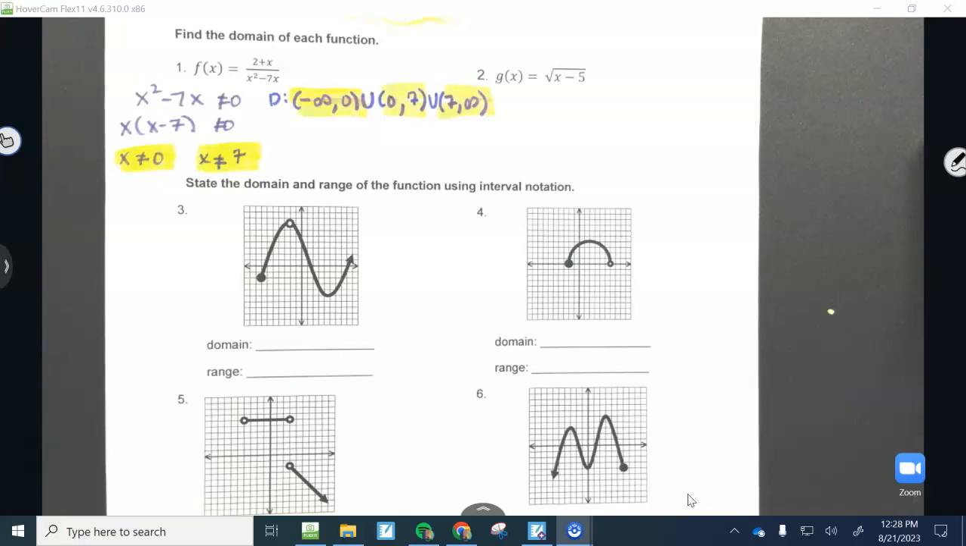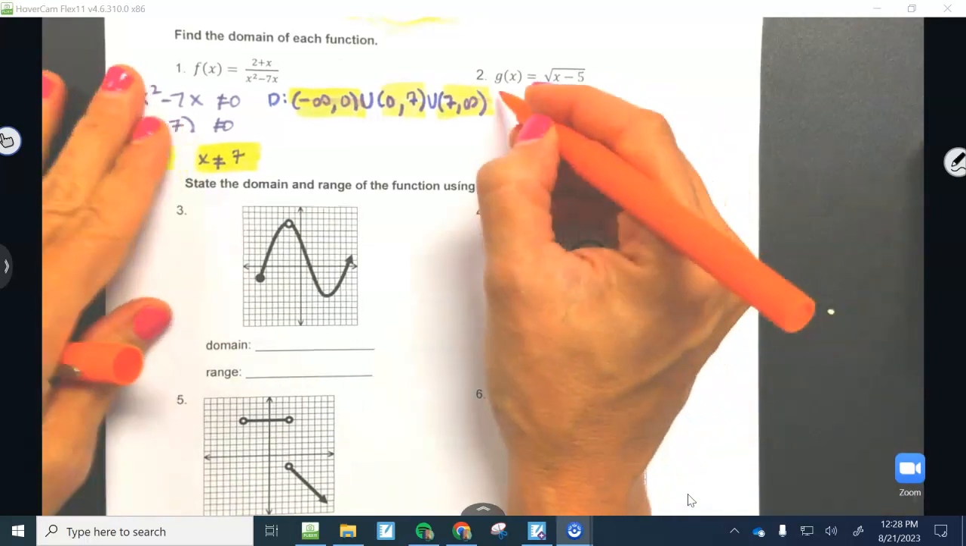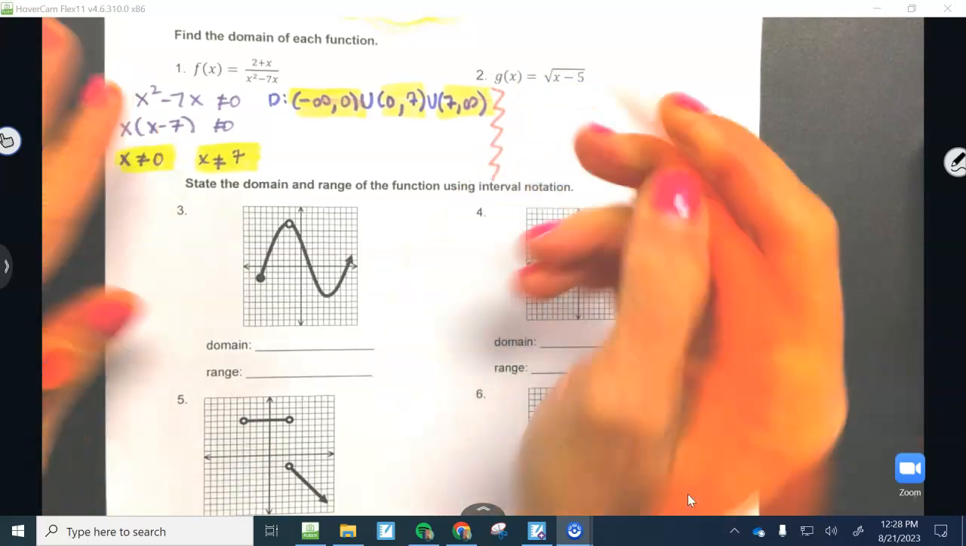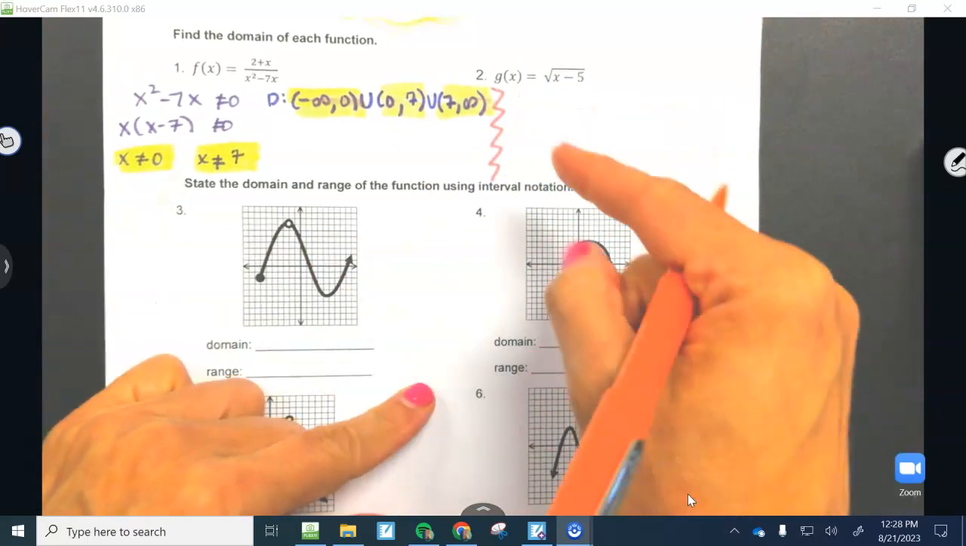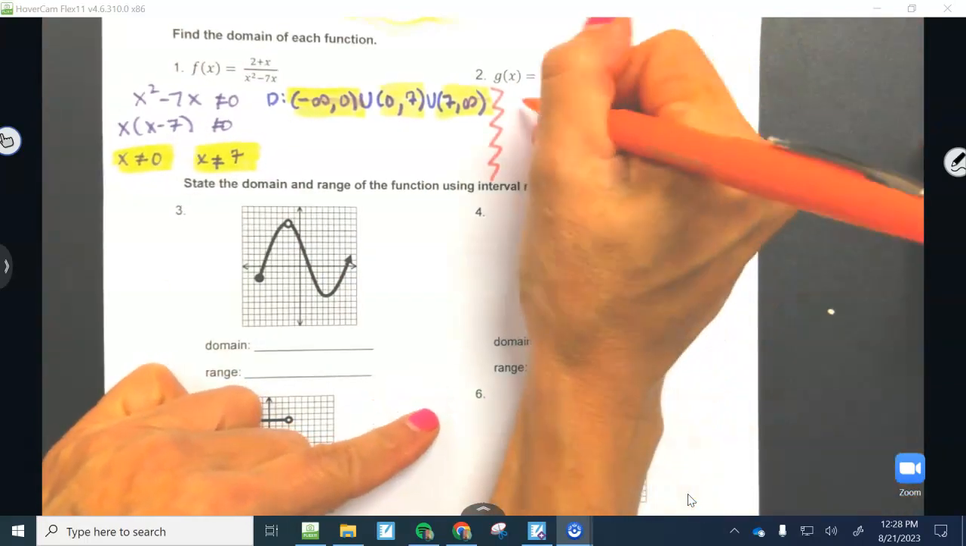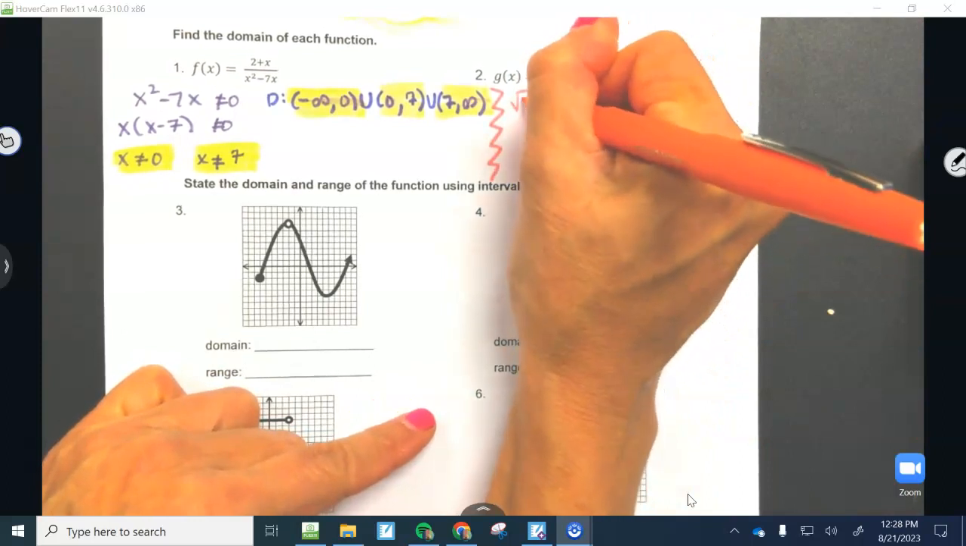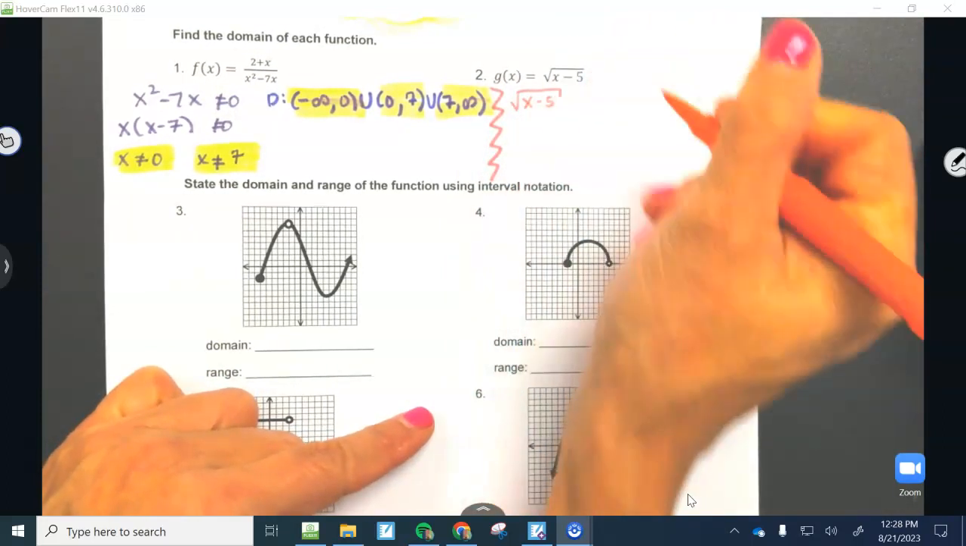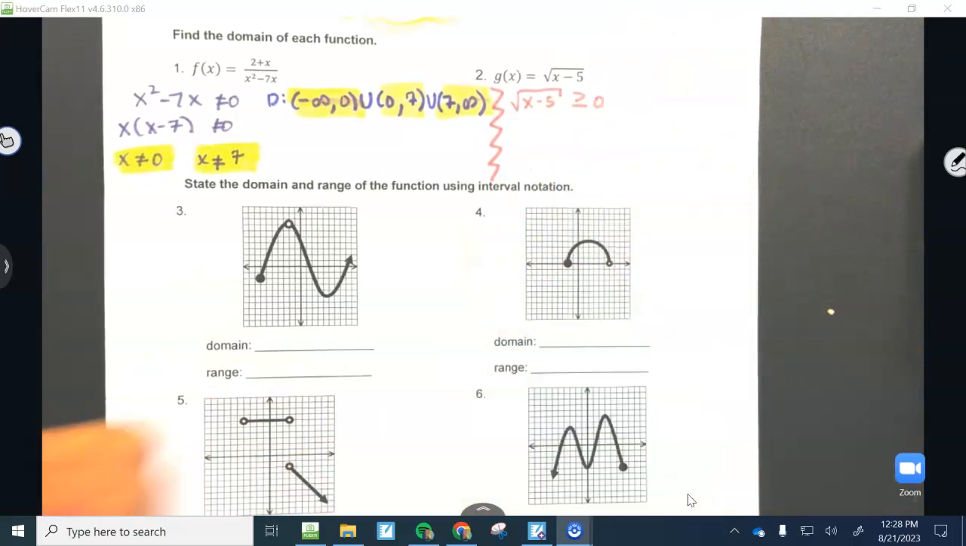All right, let's talk about the domain for number 2. It's going to be a little bit easier. Well, I think it's going to be a little bit easier. All right, let's take a look at number 2. So it is a square root. So remember, we need this to be greater than or equal to 0. We're going to solve this algebraically.